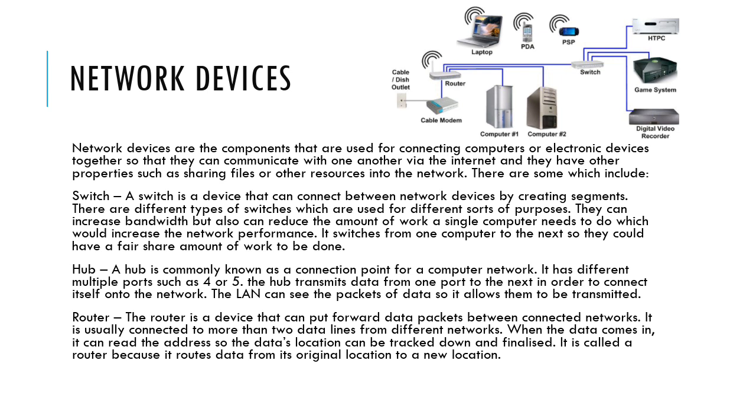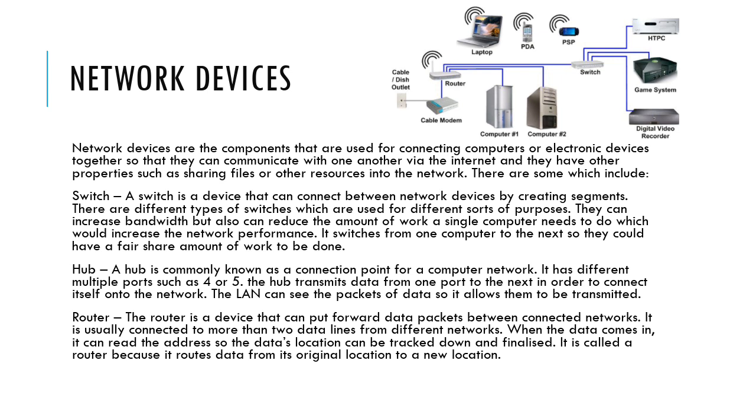A hub, which is this box. Some people call it a router, some people call it a hub. It's known as the connection point to a computer network. So it has different ports, up to 4 or 5. And the hub transmits data from one port to the next in order to connect itself. And the LANs can see the packet of data which is then being transmitted.